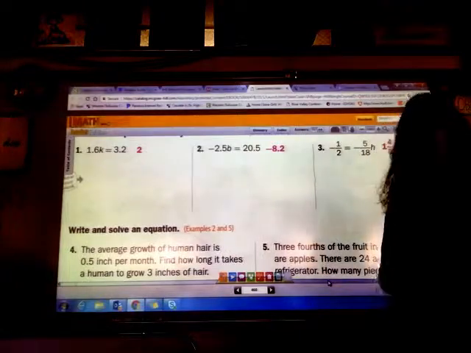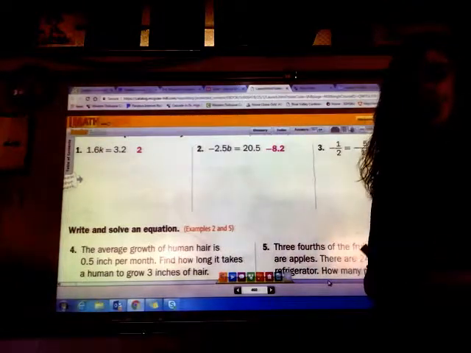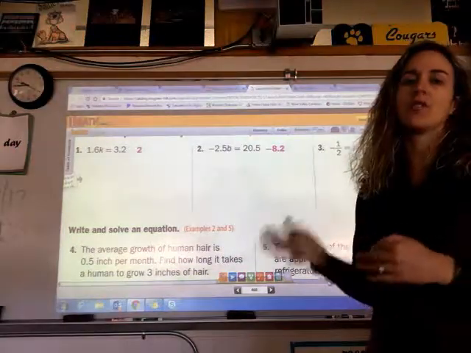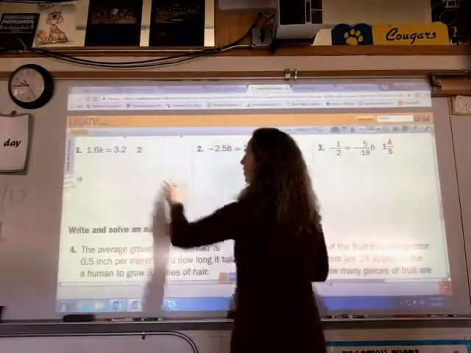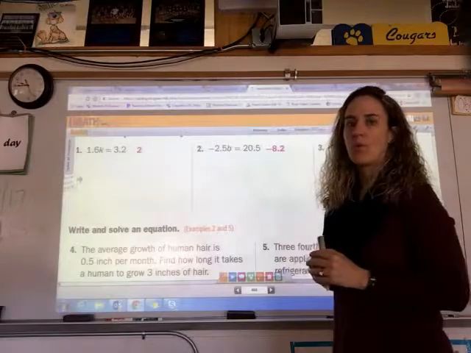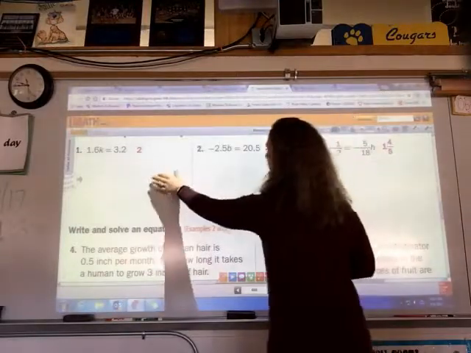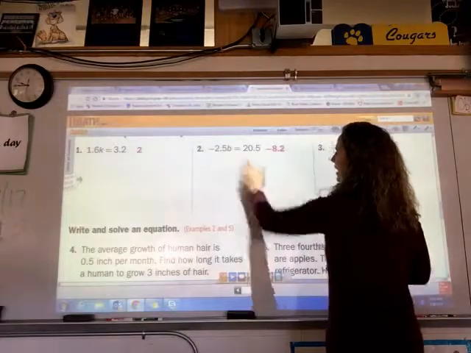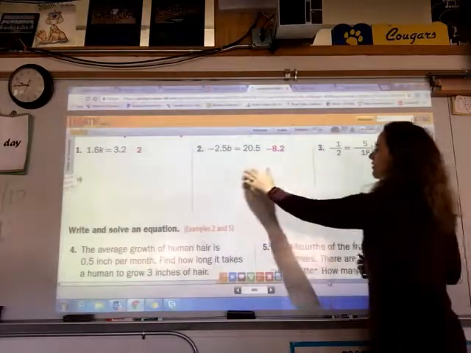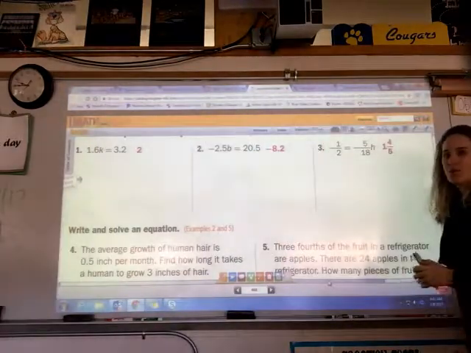As we take a look at those guided practice problems, you've had a chance to work through them on your own. So now let's see if your answers agree with what you should have. Taking a look at number 1, we should have been dividing both sides by 1.6, so k is going to equal 2. Taking a look at number 2, we should have been dividing both sides by -2.5, so therefore b is going to equal -8 2/10.